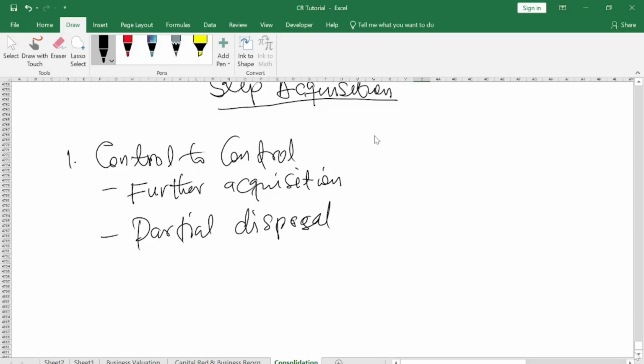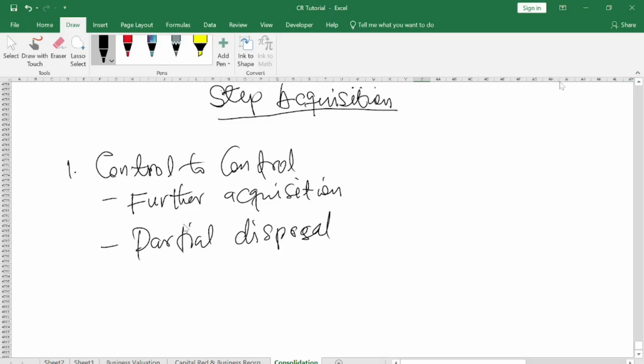Control to control here means that the company had already acquired a company. So the parent can take either of these two decisions. Control to control happens when, under further acquisition, the parent decides to further acquire the subsidiary. When that happens, they increase their equity and they still control the subsidiary. And under partial disposal, the parent owns the majority shares in the subsidiary, and they can decide to offload or sell some of their equity, whilst they still control the subsidiary. That's what is called partial disposal. We will talk about it.